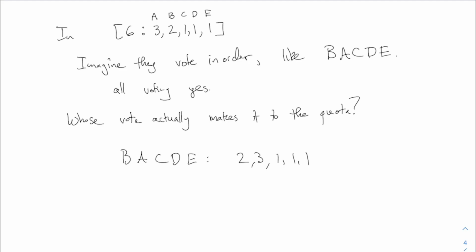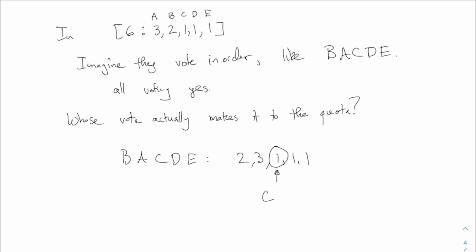So as I go across here, I'm going to look at the 2. The 2 does not make it to the quota. Over to the 3. Now I have 2 plus 3 is 5. Still does not make it to the quota. Next is the 1. 2 plus 3 plus 1 is 6. And at this point, the quota is actually reached. And so I say this person right here is the important voter in that particular arrangement.